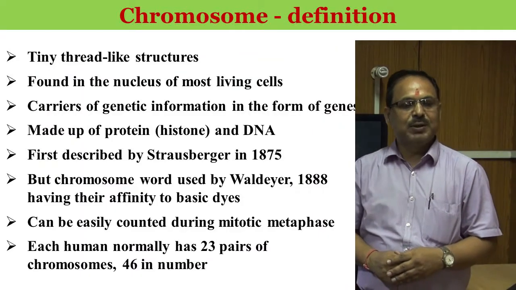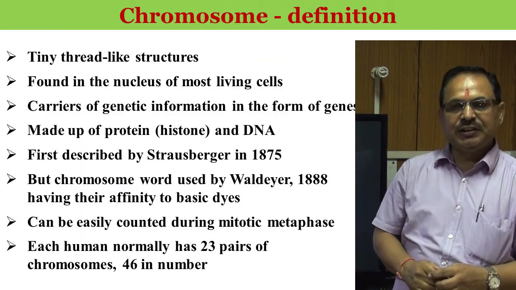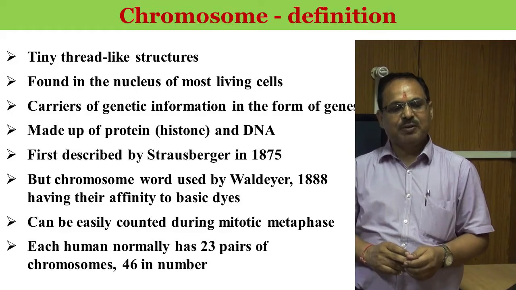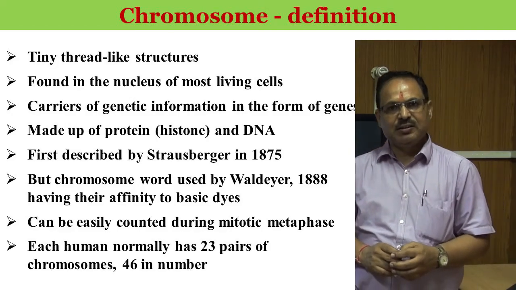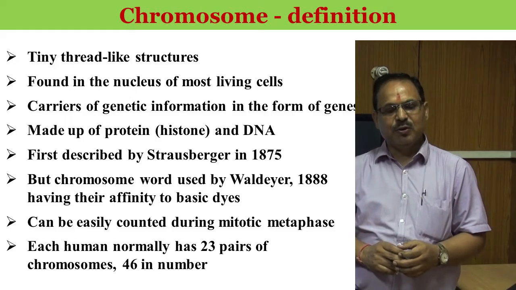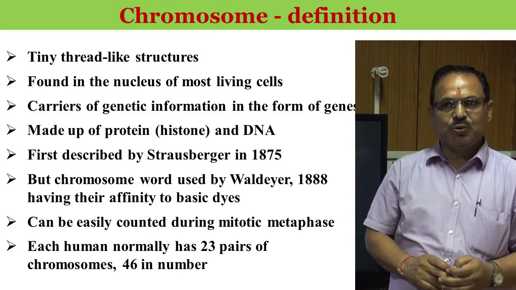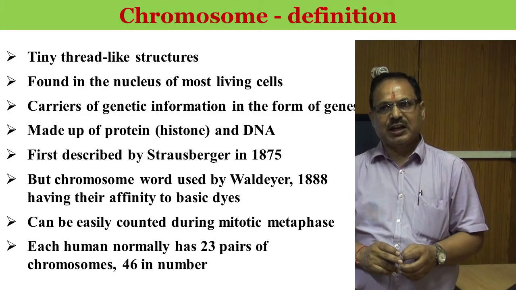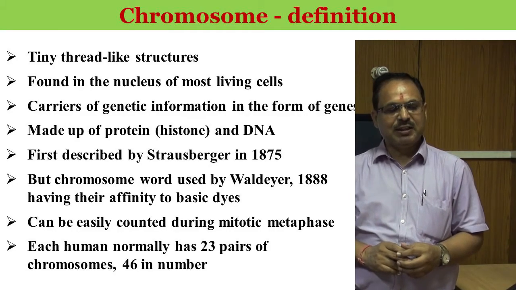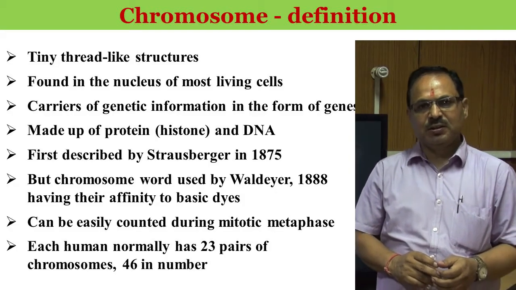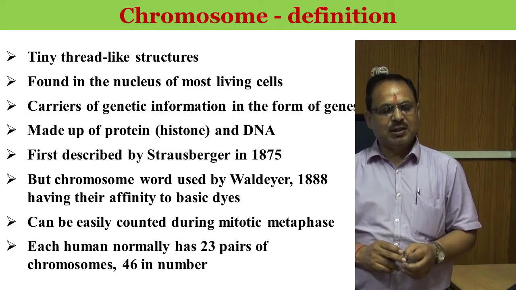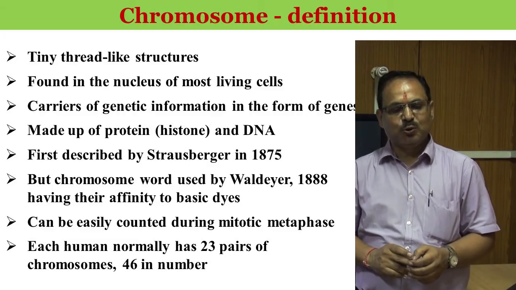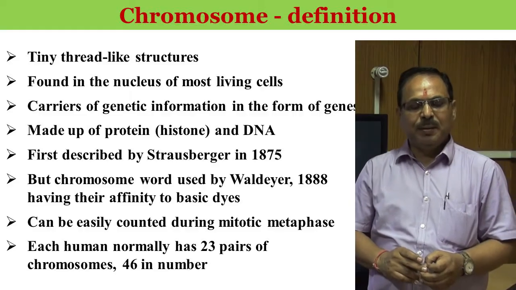Before that we must know about the chromosome. It is a tiny thread-like structure, and almost all living cells have these structures, which carry the genetic information in the form of genes. The chromosome is made up of histones and DNA. It was first described by Strasburger in 1875, though he did not use the word chromosome. Later, Waldeyer in 1888 coined the term chromosome, which has an affinity for basic dyes.